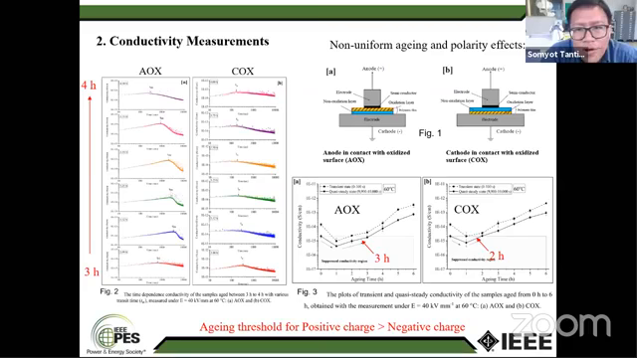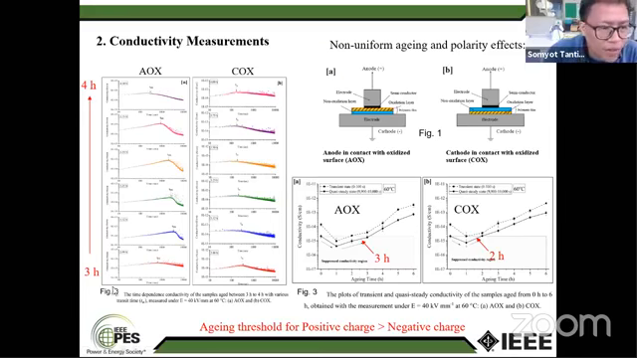And these are examples of the effect of non-uniform aging and polarity effects on the conductivity. For the first figure, this is how we test the polymer film. For the first case, I use the anode in contact with the oxidized surface, called the AOX case. And for figure 1B, I use the cathode in contact with the oxidized surface. In this process, I need to study the different types of charge injection into the oxidized layers.